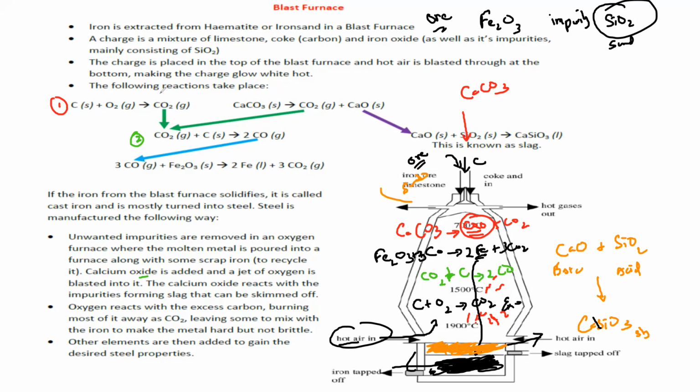So first, carbon reacts with oxygen to give carbon dioxide. Carbon dioxide reacts with more carbon to produce carbon monoxide. Carbon monoxide is a good reducing agent. It removes the oxygen from iron. And then we add limestone, which is calcium carbonate, decomposed to give carbon dioxide and calcium oxide. And this calcium oxide reacts with the sand, silicon(IV) oxide, to form slag.